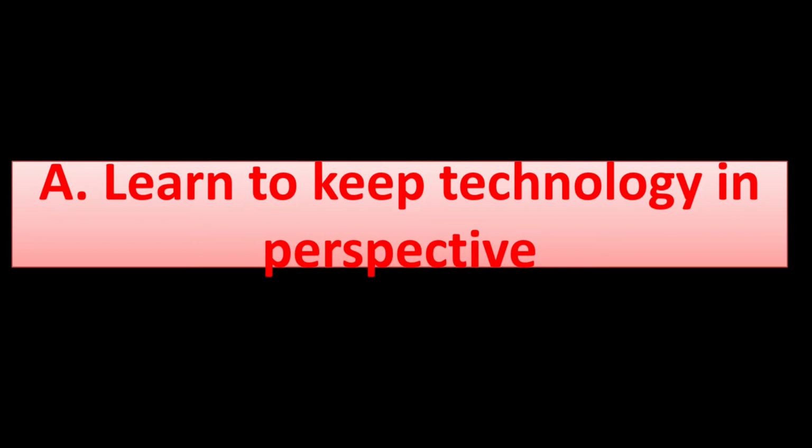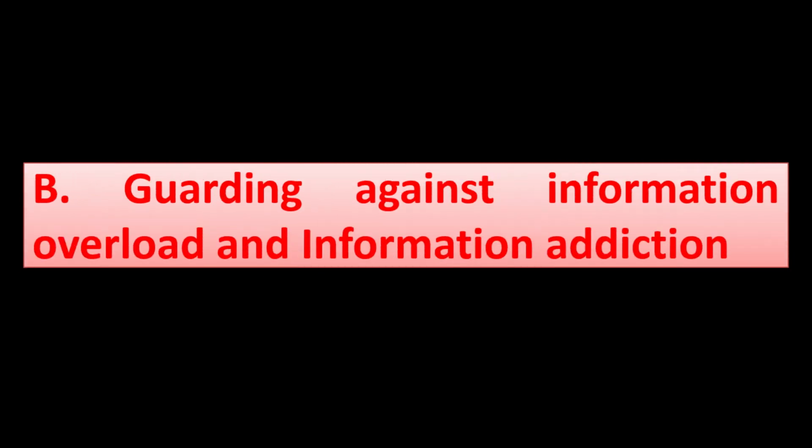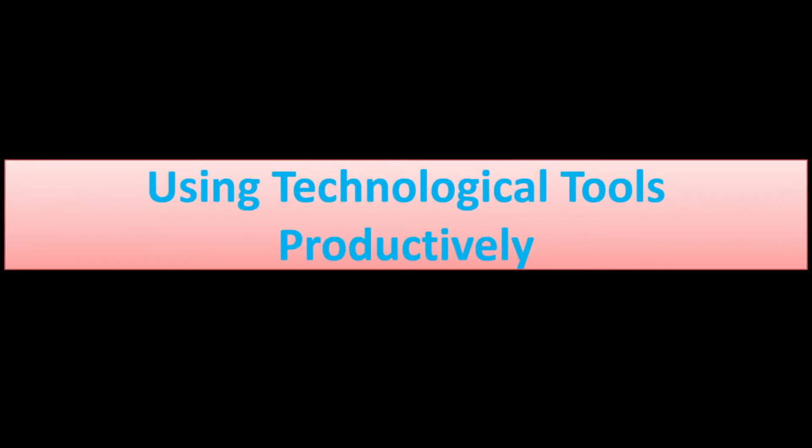From this video, we have learned about using technology to improve business communication. There are 3 or 4 issues that we need to be very focused on, that we have discussed. For example, learn to keep technology in perspective, guard against information overload and information addiction, use technological tools productively, and reconnect with people by disengaging from technology in communication.